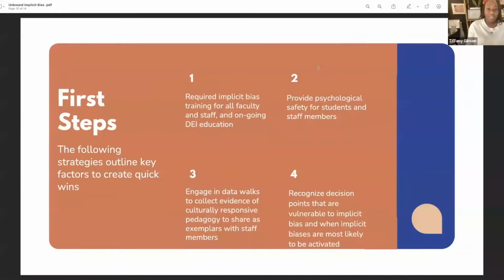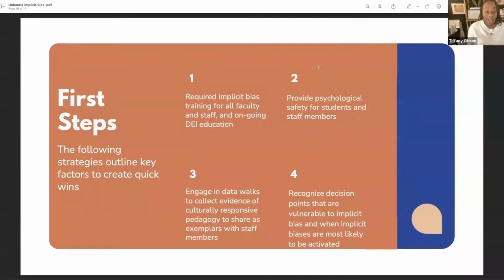So what does that look like? Here are 4 quick steps for you to put some strategies into place as soon as you finish this webinar to get you on the right track to be self-aware of implicit bias within yourself and within your institution.